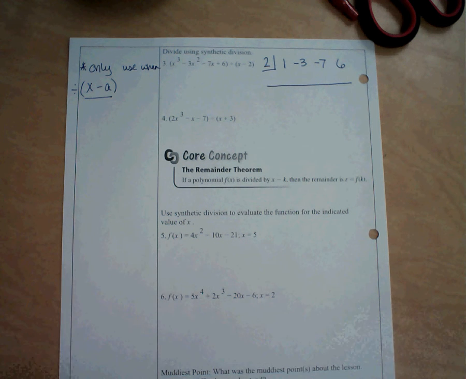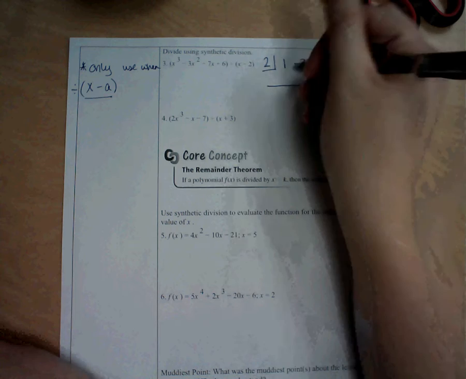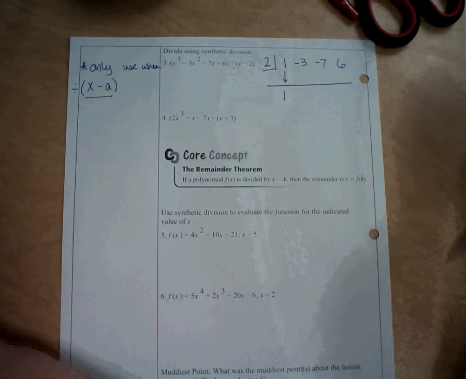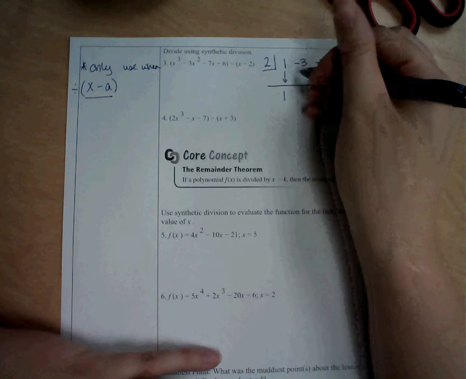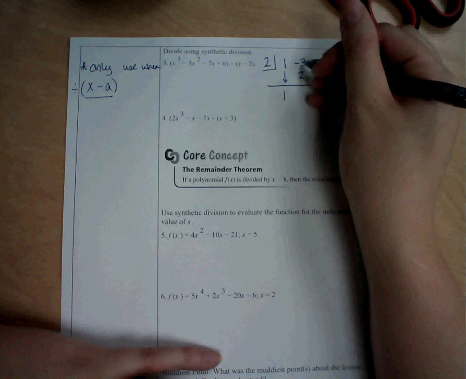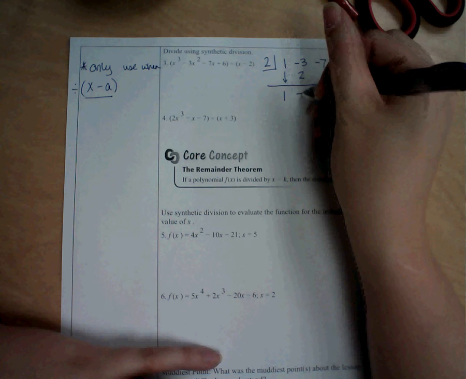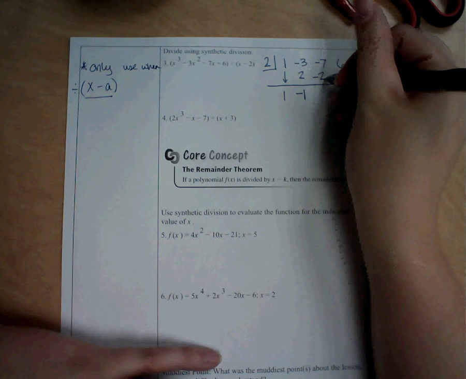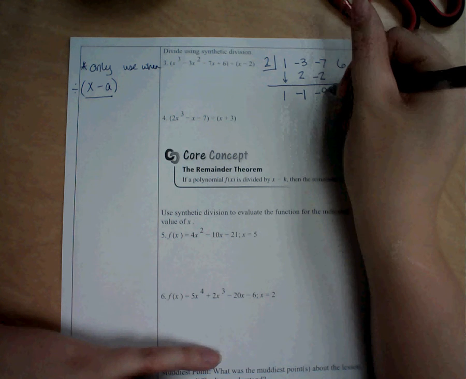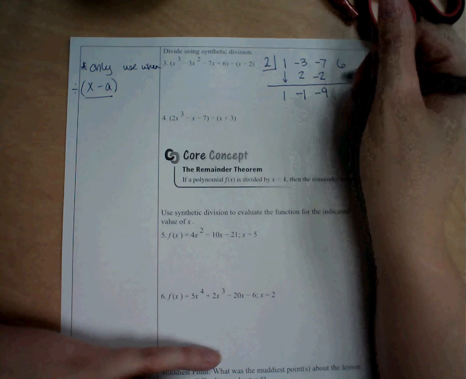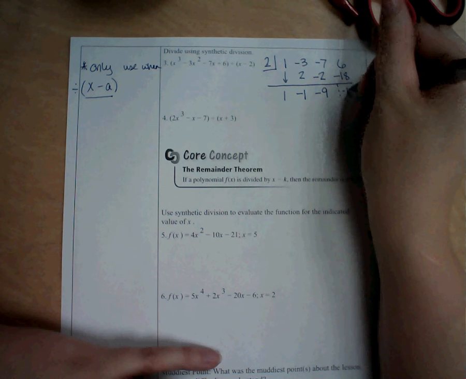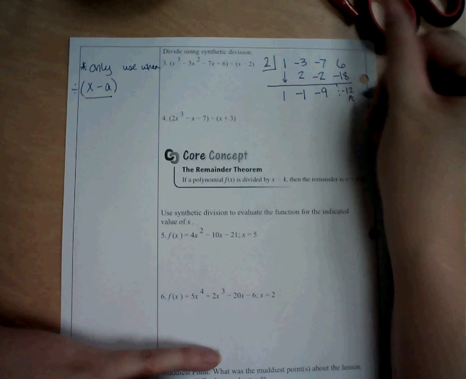There are really two steps after your first one. You're going to drop the first number down, 1, and then you multiply up. So 2 times 1 is 2, and then add down. Negative 3 plus 2 is negative 1. Multiply up, 2 times negative 1 is negative 2. Add down, that's negative 9. Multiply up, 2 times negative 9 is negative 18. And add down, and this is negative 12. Your last number right here is your remainder.